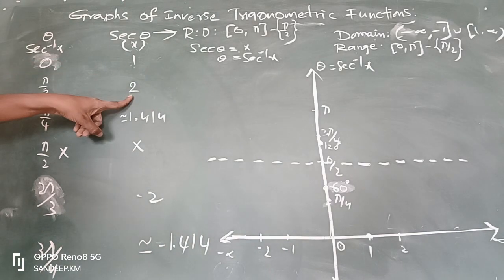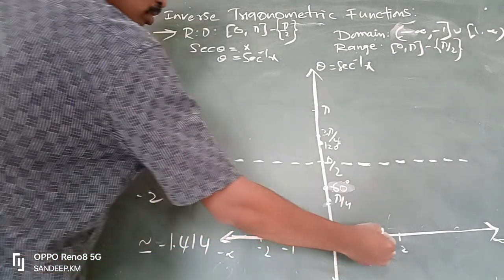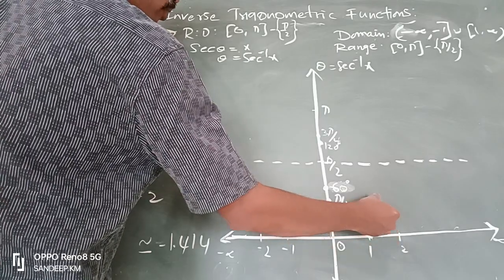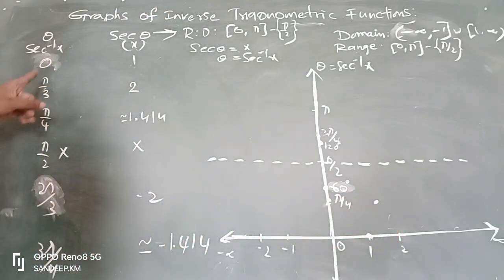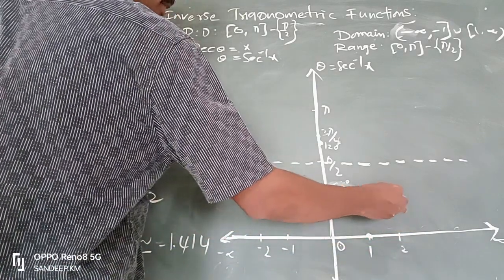Next, when input is 1.414 or 1.4, the output is pi by 4. So this is 1.5, 1.4. This is 1.4, the output is pi by 4. Next, when input is 2, the output is 60 degrees.